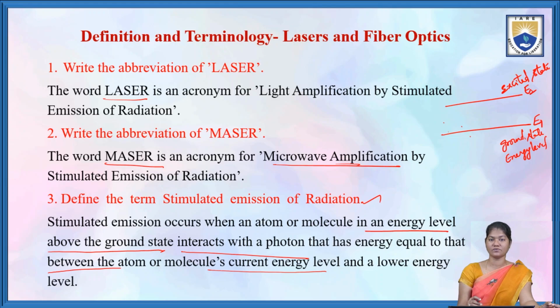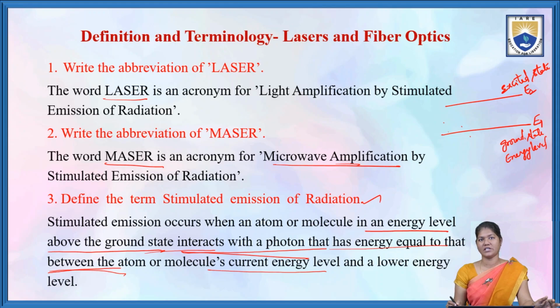So, stimulated emission occurs when an atom or molecule in the higher energy state interacts with a photon that has energy equal to that between the atom or molecule's current energy level and a lower energy level. This photon's energy transfers to the atom or molecule which is in the higher energy state. Then the stimulated emission of radiation occurs.